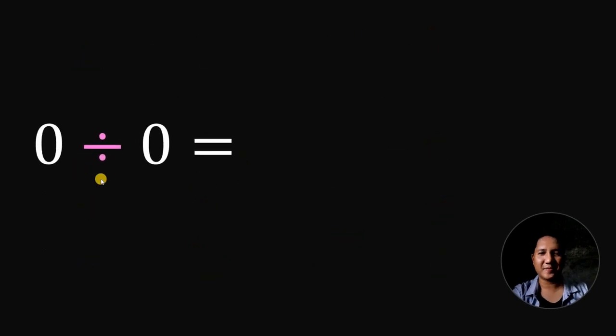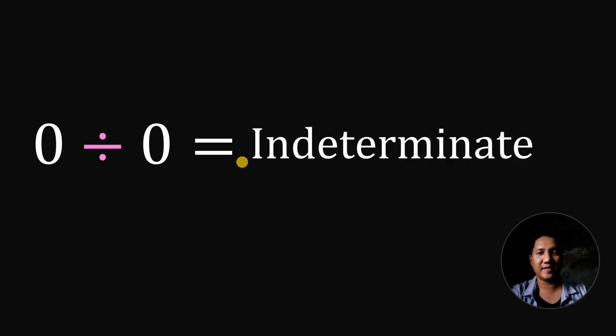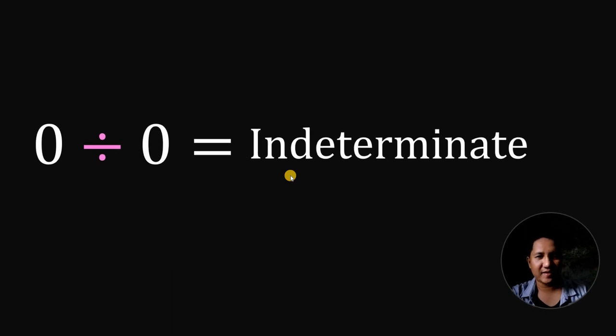Now, what is 0 divided by 0? The correct answer to this question must be, this is one of the indeterminate forms in mathematics. So the answer to this question is indeterminate. So take note that 0 divided by 0, our answer to this is indeterminate. So now let's move on.